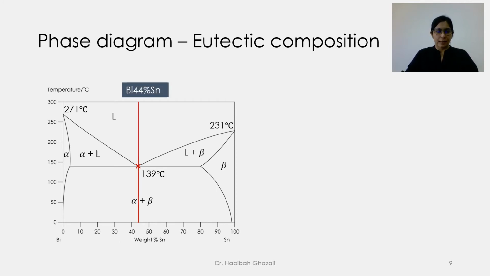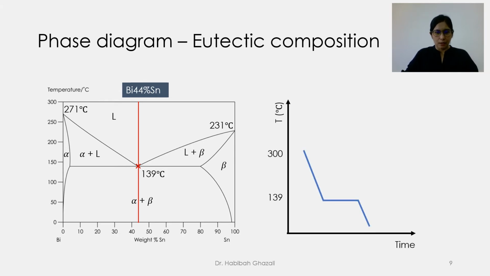So we have this alloy consisting of 44% tin and 56% bismuth. How will the solidification curve look like? The cooling curve will look like this. So this is the cooling curve.